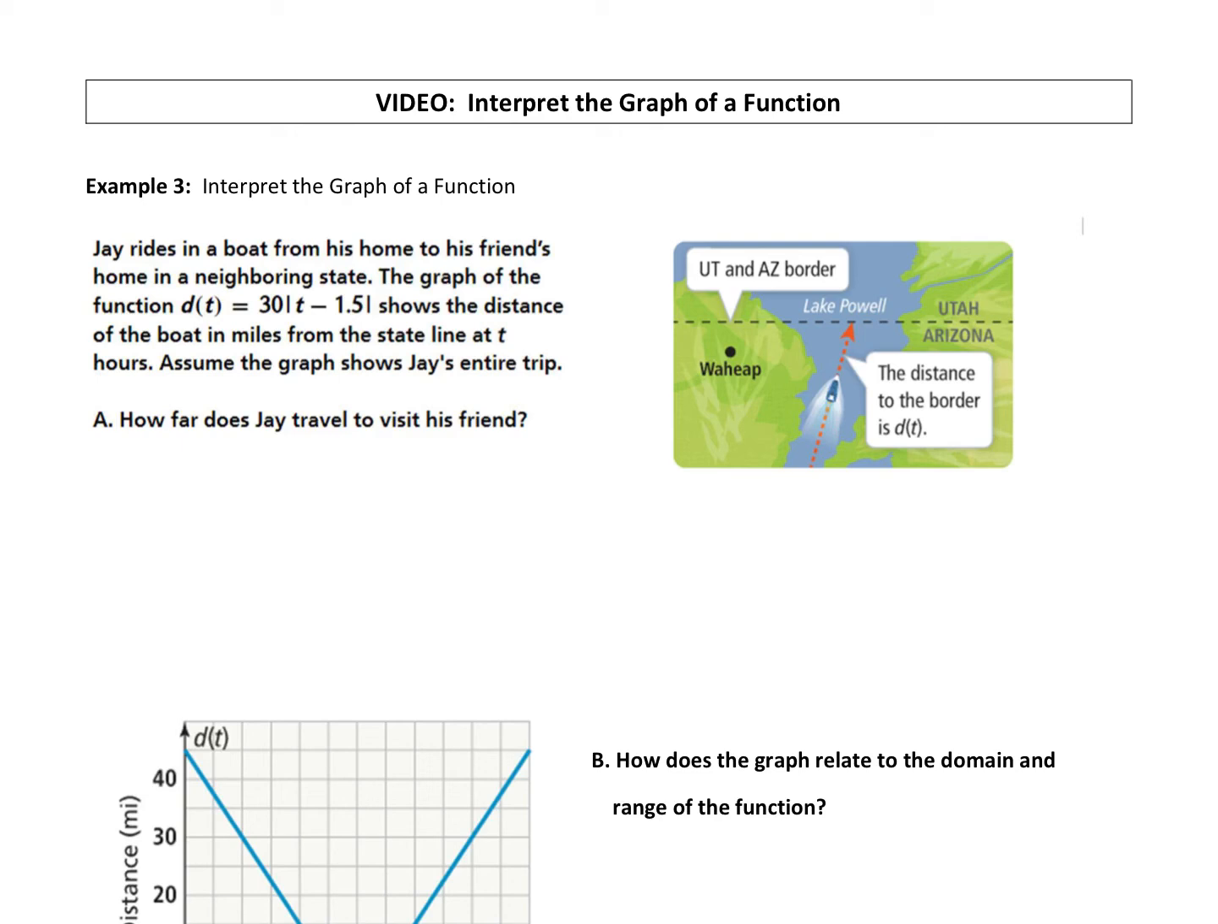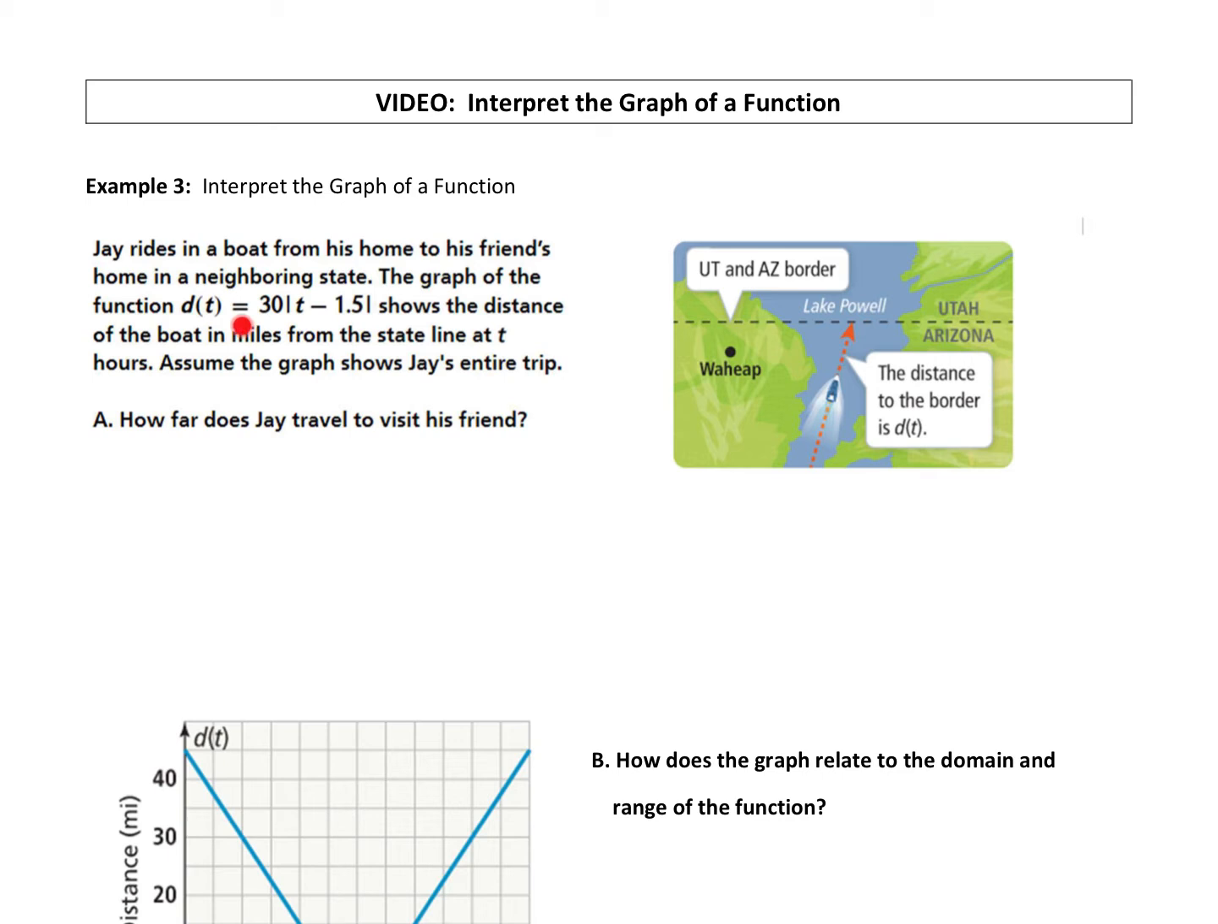Okay, let's interpret the graph of a function. You guys are going to love this. We love to have context and interpret things, don't we? All right, so Jay rides in a boat from his home to his friend's home in a neighboring state. So if you notice, he lives down here in Arizona, and the state line goes across Lake Powell. So he's going to drive his boat to his friend's house, hit the state line, and come back.